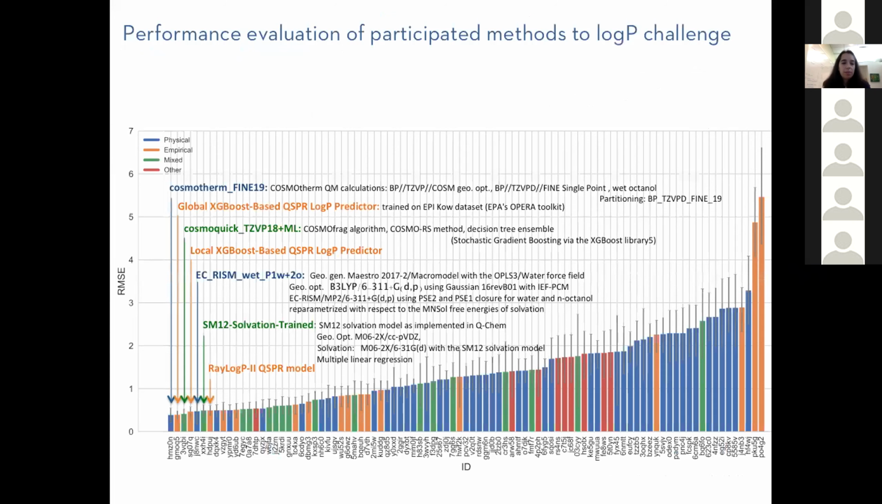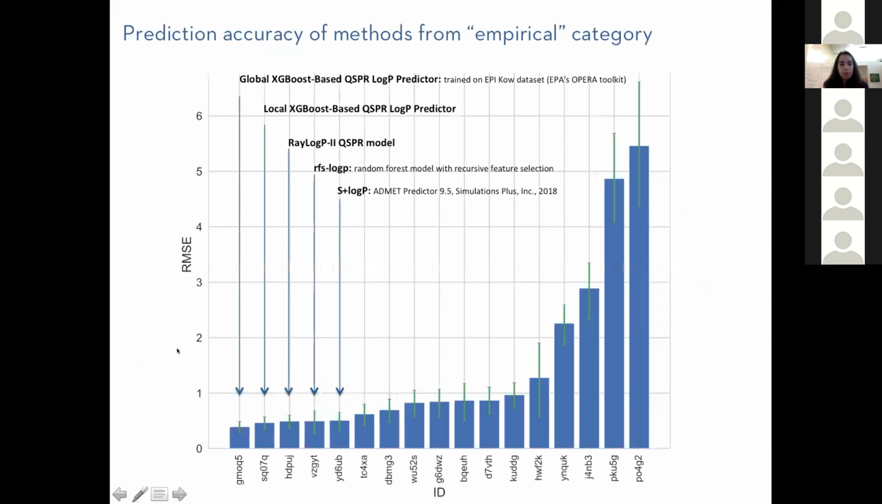These are the methods that have the lowest RMSE. Overall, we see some physical methods performing very well, some empirical methods, global XGBoost, local XGBoost based QSPR methods, and some mixed methods in this range. If you look at the accuracy of the empirical category, QSPR and random forest models seem to be doing well for this prediction set.